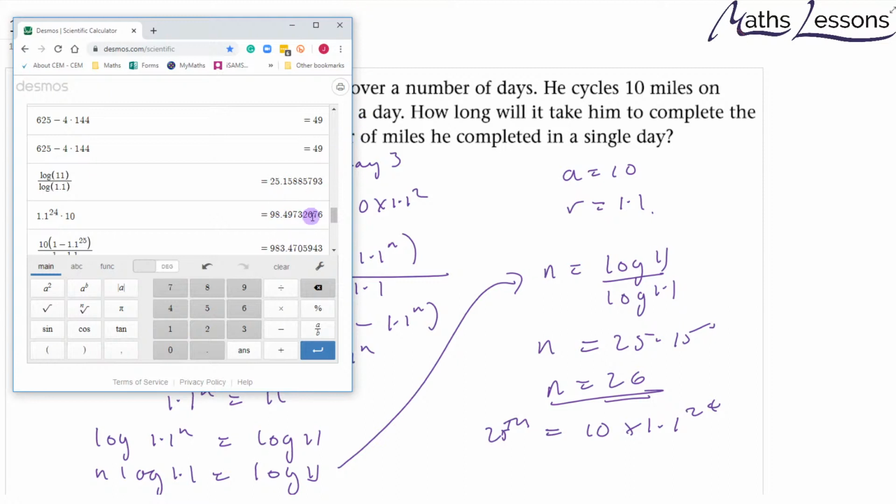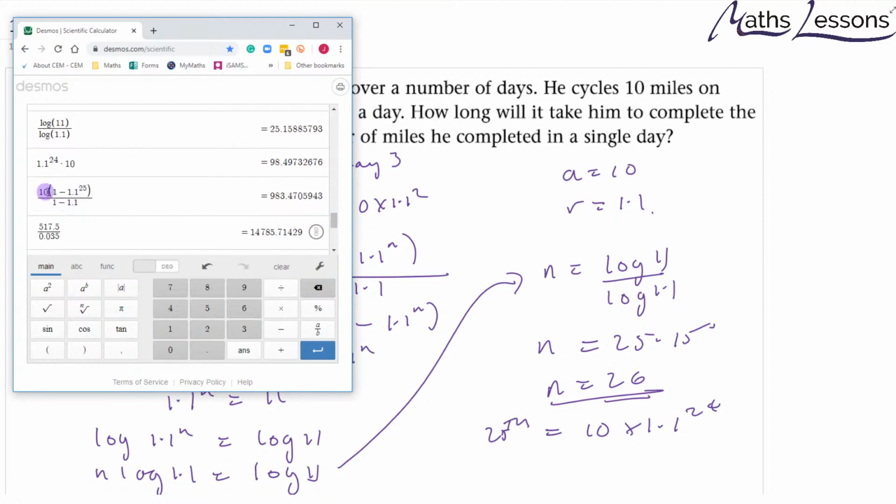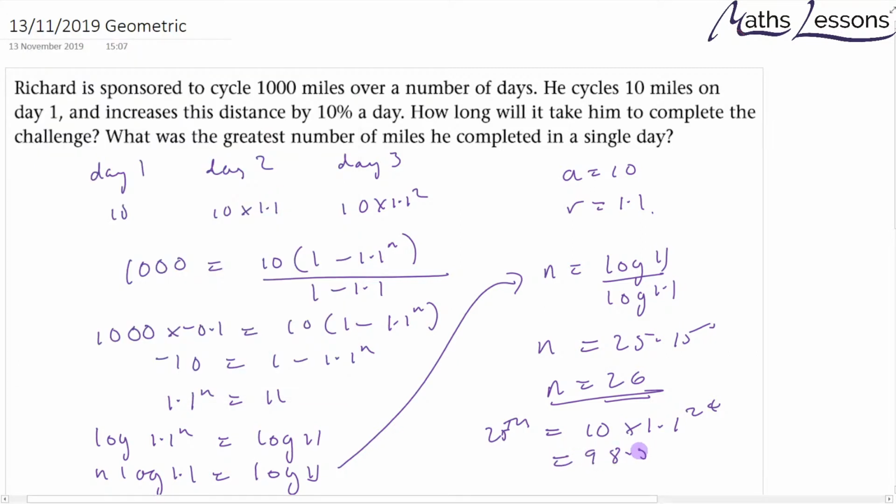Then what I also did, just to check, was sum the first 25 days, and I noticed at 983, there's only going to be just under 17 miles that he'll cycle on the last day, which is obviously less than 98. I just wanted to check that the last day didn't get more. I worked that out, so it's equal to 98.5 miles to 3 significant figures. Okay, so that's how we do this question.